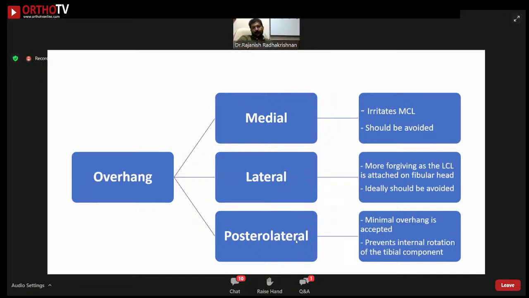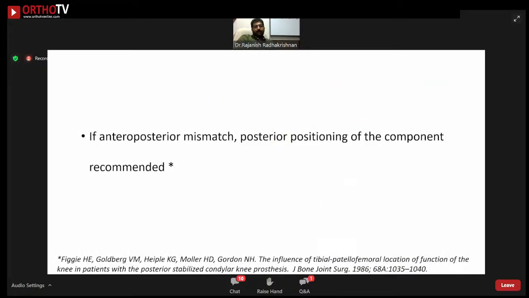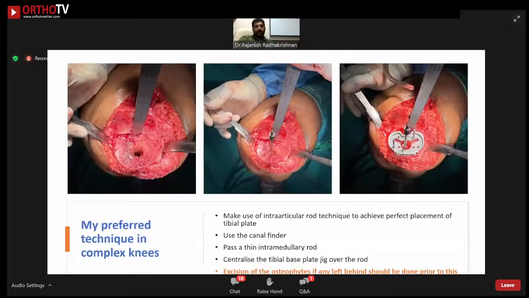Posterolaterally also, ideally it is better to avoid overhang because there is the popliteus tendon. But if there is no other way, you can have a little bit of overhang there, because the tibial tray will be left in external rotation, never posteromedially. It may rotate the whole tibial tray into internal rotation. There can be patellar maltracking. If there is an anteroposterior mismatch, posterior positioning of the component is recommended, because if you take it anteriorly, there is a chance of subsidence, as it is cancellous anterior bone.